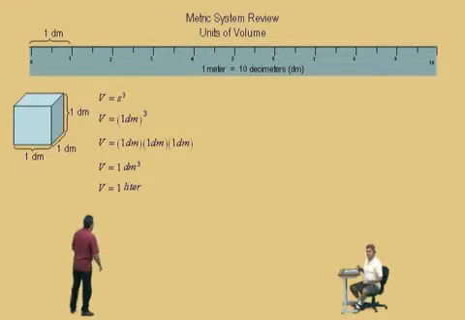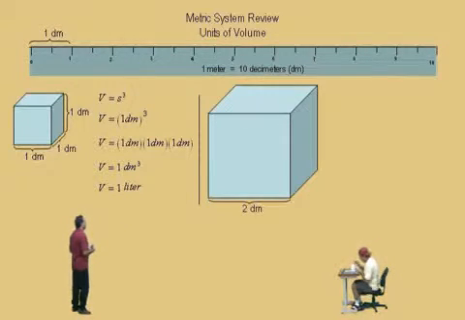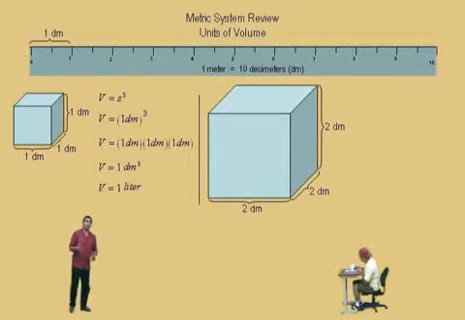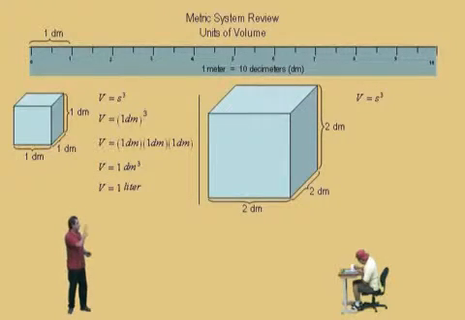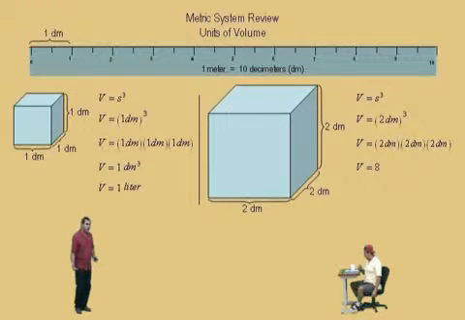Okay. So let's bring a bigger box up here, Charlie. This box is 2 decimeters long. Its width is 2 decimeters, and its height is 2 decimeters. It is a cube, again, with side length of 2 decimeters. So if we go ahead and calculate the volume, which is side length cube, notice we get 2 decimeters cubed, which is 2 decimeters times 2 decimeters times 2 decimeters, which is 8. What's the units, Charlie? Decimeters cubed.